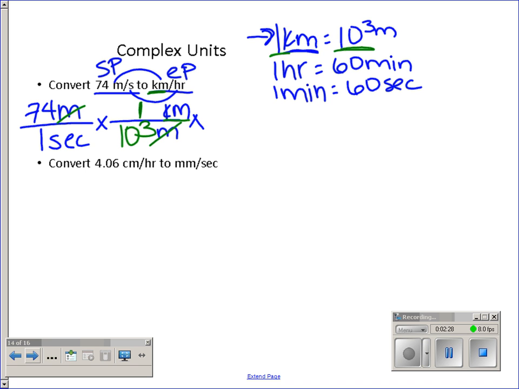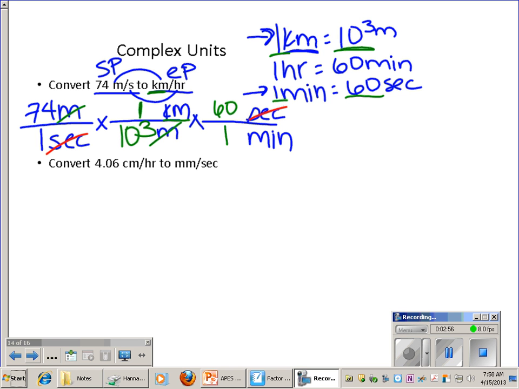So if seconds is on the bottom in my starting point, it has to be on the top in my next equivalence measure in order to cancel. We'll look for the equivalence measure with seconds. It's the last one. So if seconds is on the top, minutes has to go on the bottom. Plug in the values that belong. 60 seconds for 1 minute. Seconds cancels. I'm in minutes.